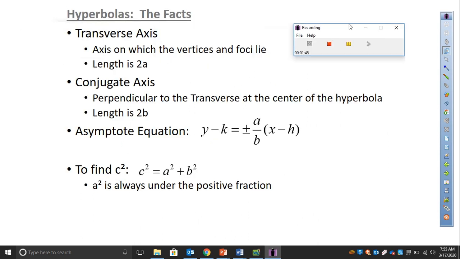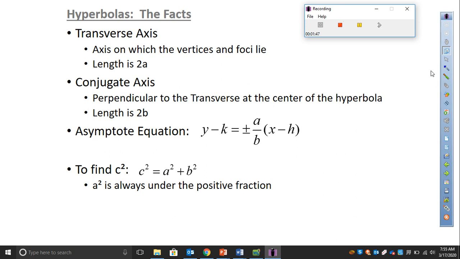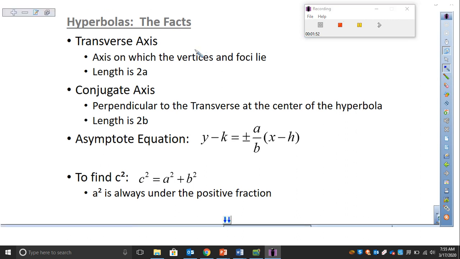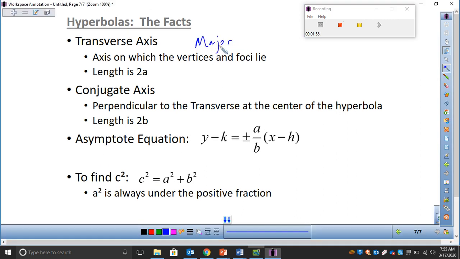Sorry, I keep moving this thing around. We have the transverse axis. That's essentially what we call the equivalent of the major axis of an ellipse. The conjugate axis equates to the minor axis. A lot of stuff is similar. What's new is these last two things.